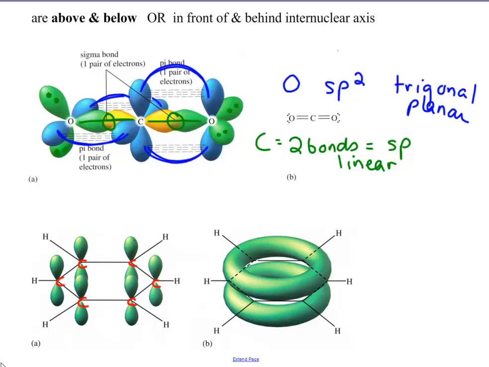So the lines are sigma bonds. So we have 1, 2, 3 sigma bonds for each carbon, so it's an sp2 hybridization. Each of the 6 carbons is the same. Hydrogen just has an s orbital, it doesn't hybridize. So the s orbital of hydrogen overlaps with the sigma sp2 orbital from carbon, and we get a sigma bond there. Same is true for one bond between each of the carbons.